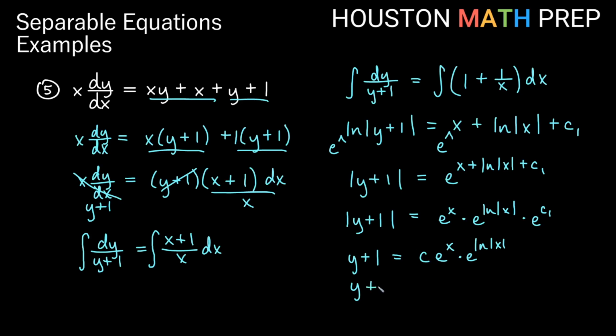So we'll say y plus 1 is equal to, so this just becomes x here. We get cx e to the x, and then the last thing we would need to do is subtract 1 from both sides, right? So that's going to give us that y is equal to cx e to the x minus 1 for this example.